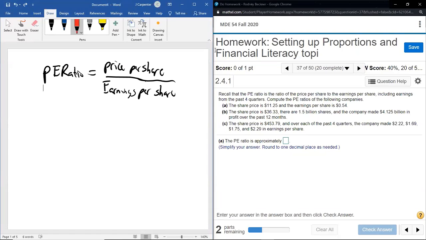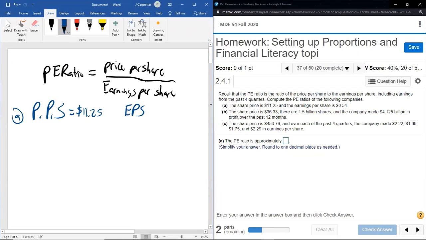Compute the PE ratios of the following companies. A, the share price is $11.25 and the earnings per share is 54 cents. So whenever you're given a share price, that's a price per share. That's just another way of phrasing that. So for A, we have the price per share, which I'm going to abbreviate PPS, that is the $11.25. And then we have the earnings per share, which I'll abbreviate EPS, as 54 cents.